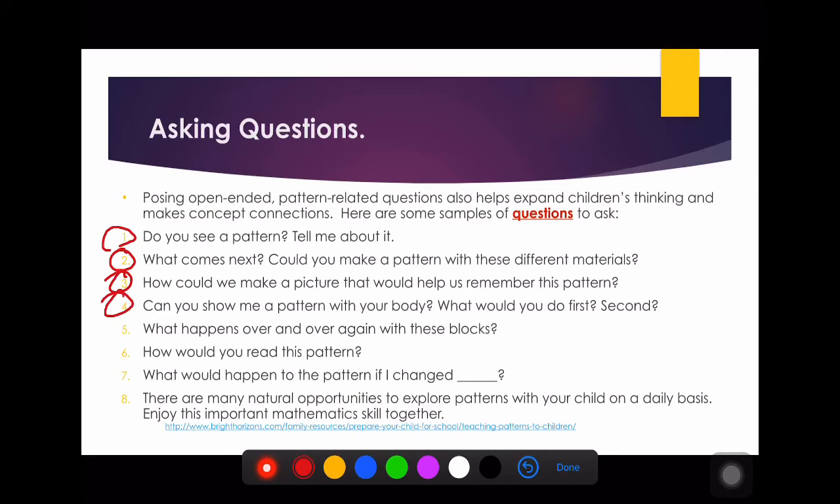Number 4, can you show me a pattern with your body? What would you do first? Second. So this is the body movement just now. Number 5, what happens over and over again with these blocks? Number 6, how would you read this pattern? Number 7, what would happen in the pattern if I changed the color? Then the child will rationalize, okay, no, that is not correct.